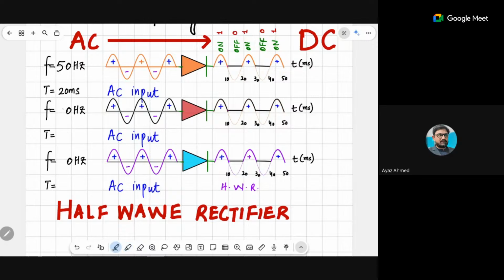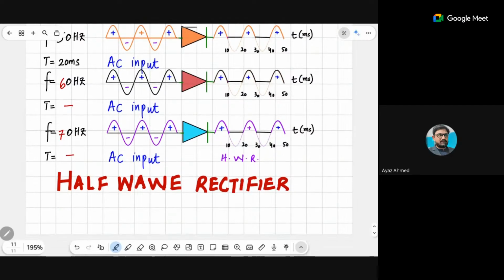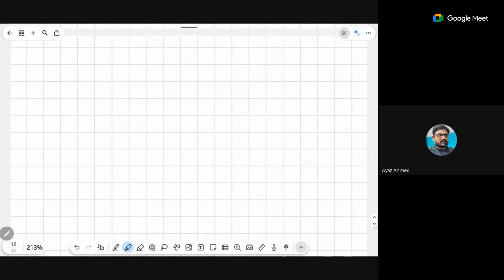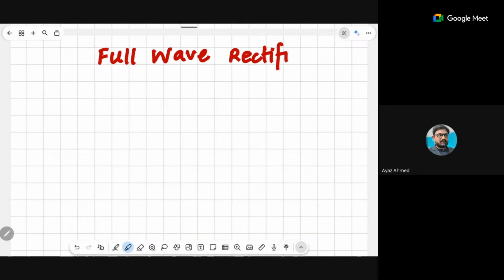For example, here the frequency is 60 hertz, then the output cycle will be changed. If the frequency is 70 hertz, the output cycle will be changed, and the time period will be adjusted accordingly, right? So today the topic is actually full wave rectification. So that topic is basically a topic in which we will be rectifying the alternating current professionally, right?